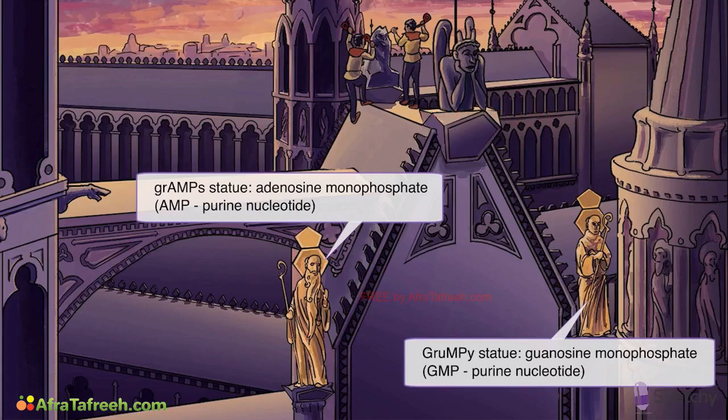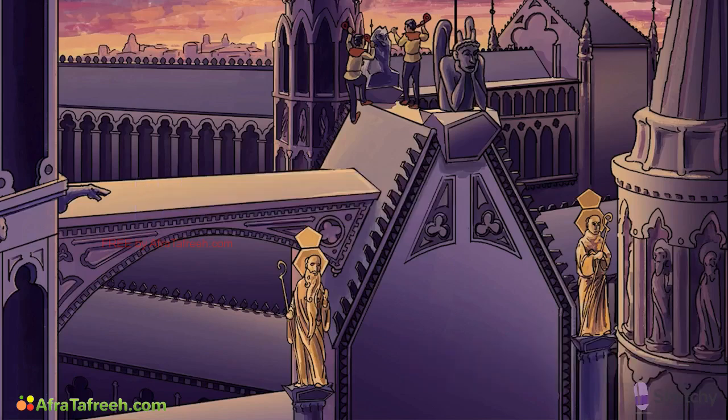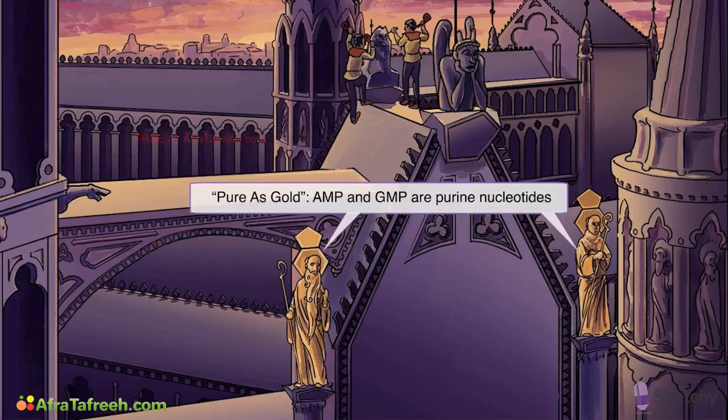Also, notice the distinct purine pentagon on hexagon shape incorporated into these holy statues, an extra reminder that it's purine nucleotide synthesis we're talking about here. Lastly, their beautiful golden sheen should remind you that these 2 nucleotides are pure as gold, a memory device that's used by many students to quickly recall that the purine nucleotides are AMP and GMP.